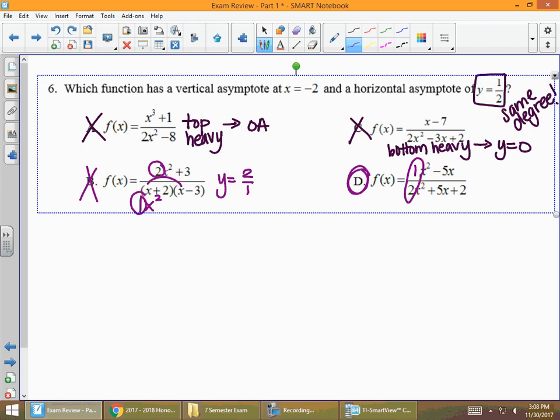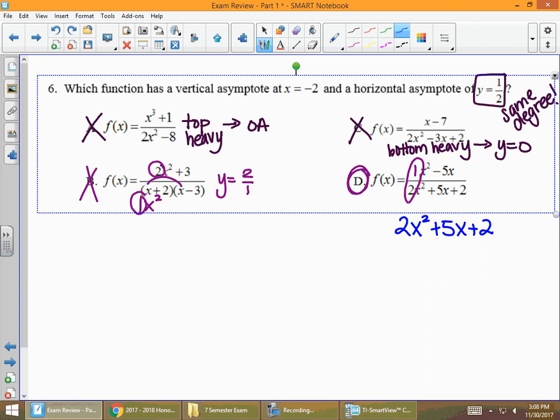It says it has a vertical asymptote at x equals -2. So that would come from my denominator. I'm going to go ahead and factor 2x squared plus 5x plus 2. Instead of factoring, you could always look at your calculator. You really could put all of these in your calculator and look for these asymptotes, but I think it's going to be faster for you to use the properties that you have memorized.